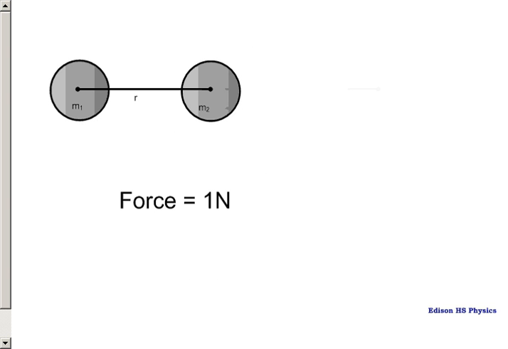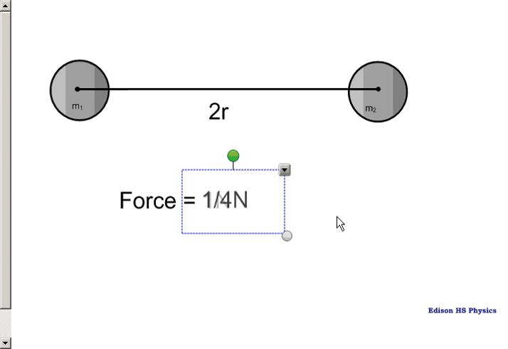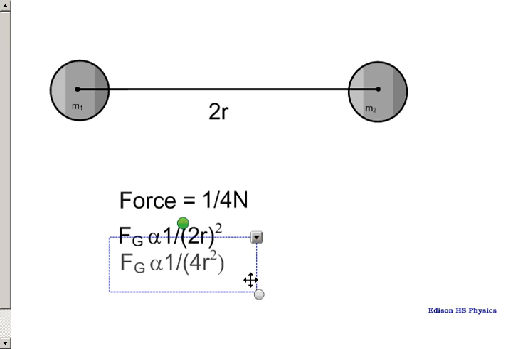On the other hand, if we get further away, we should expect that the force of gravity will get weaker. And that's exactly what happens. But once again, it's not linear. It doesn't just go, oh, we doubled the distance, it's half as strong. Instead, when we double the distance, we end up with 1 over 4, and it's 1/4 as strong as before.